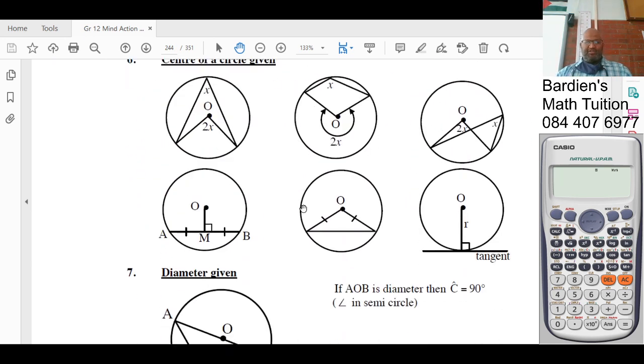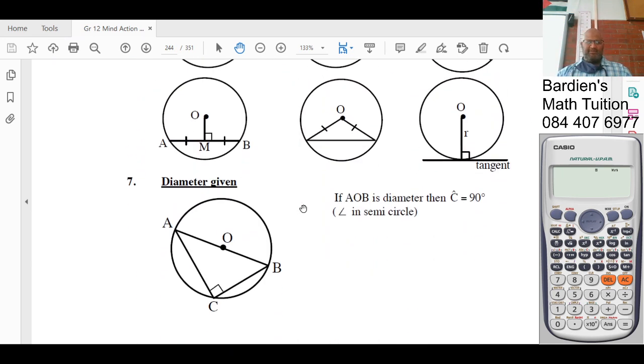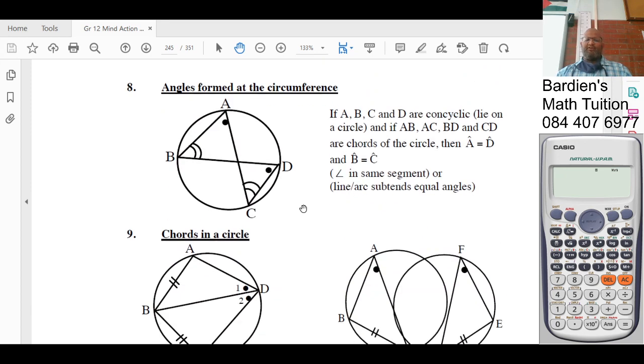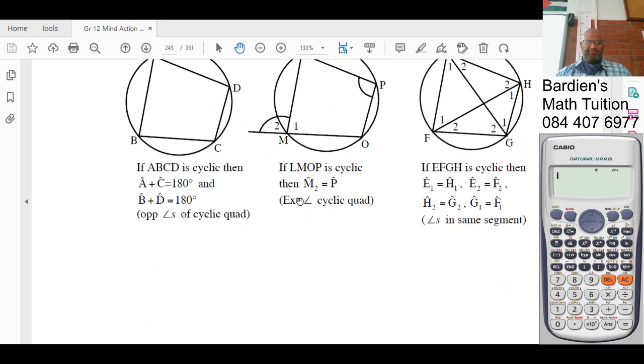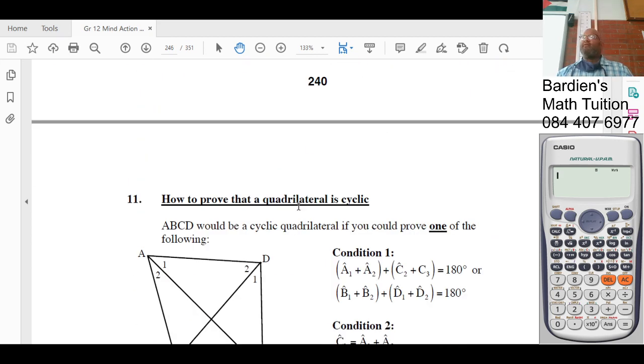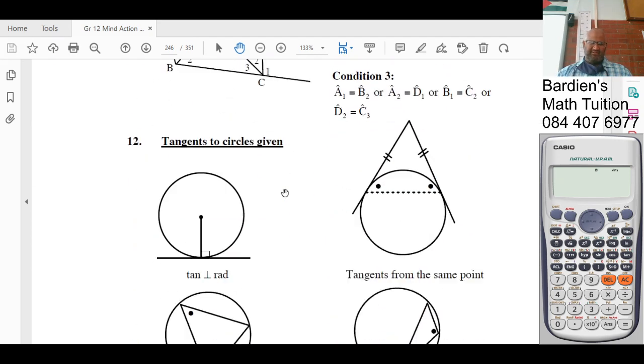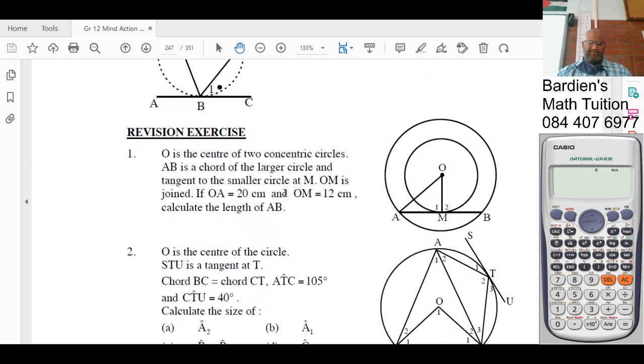The rules are being refreshed there as well. Don't forget all the theorems, the proof theorems need to be known for the exam as well. Not for this one, but for the June exam. All the theorems here, revision.